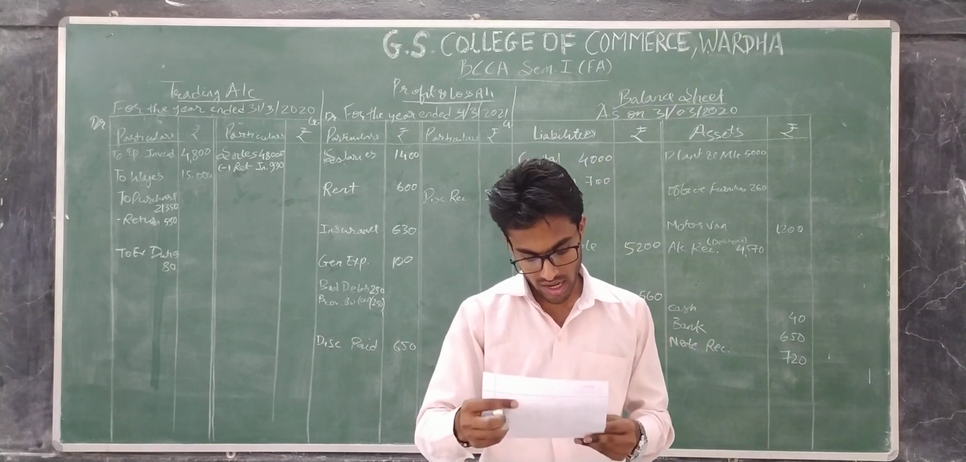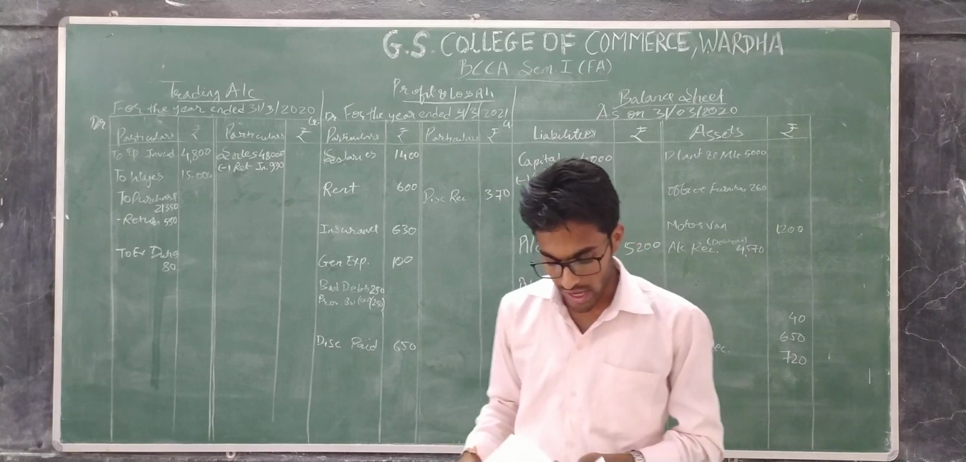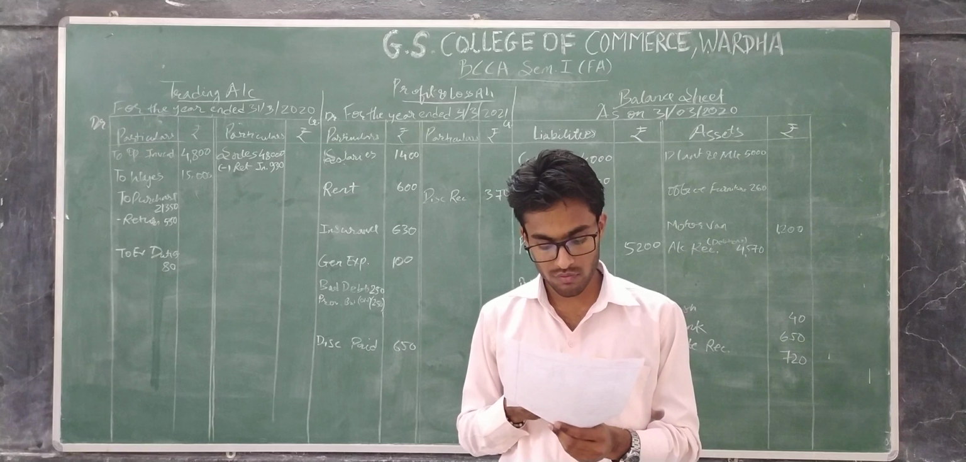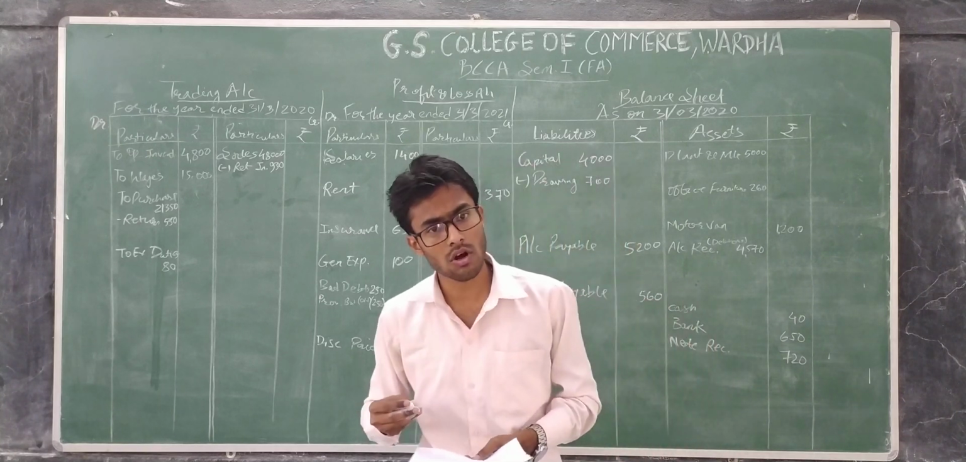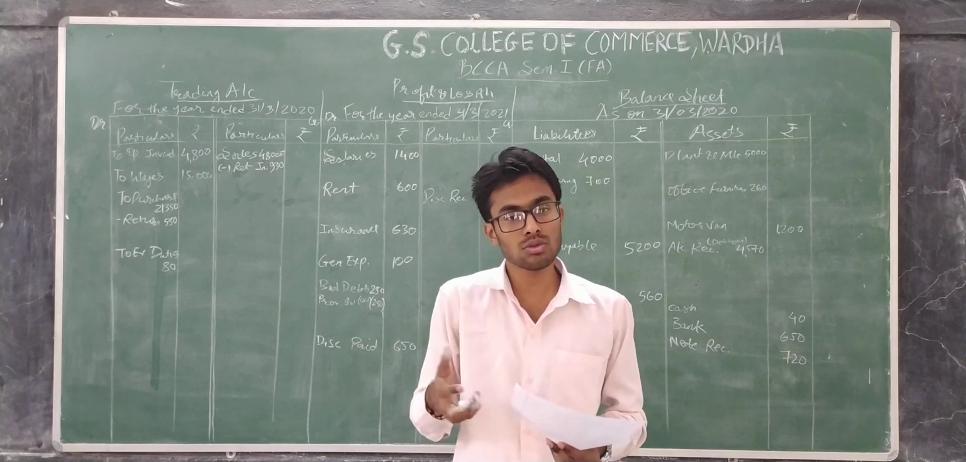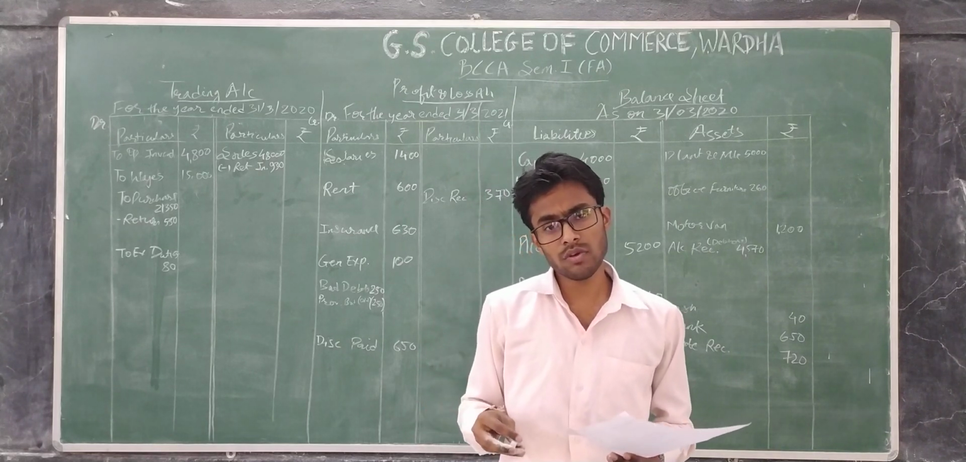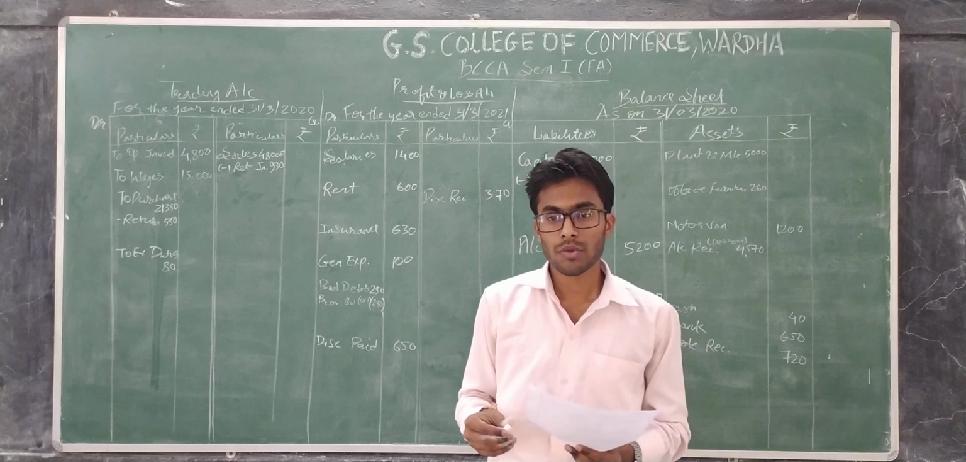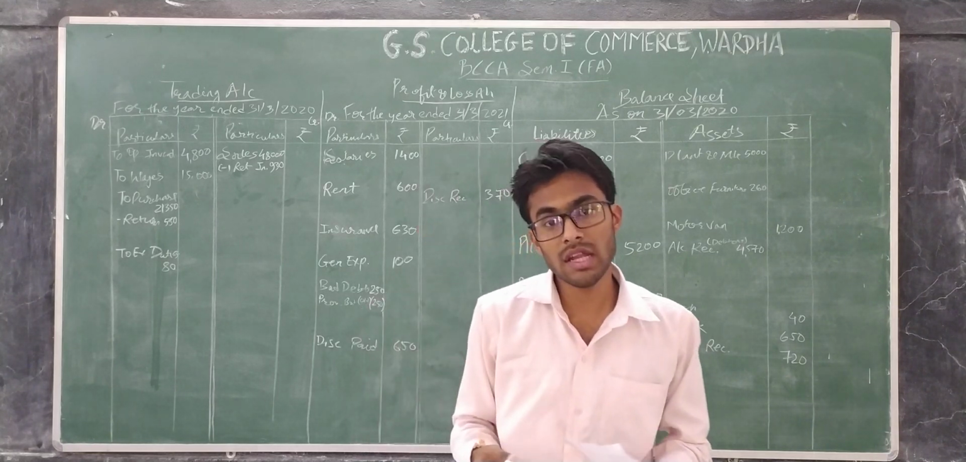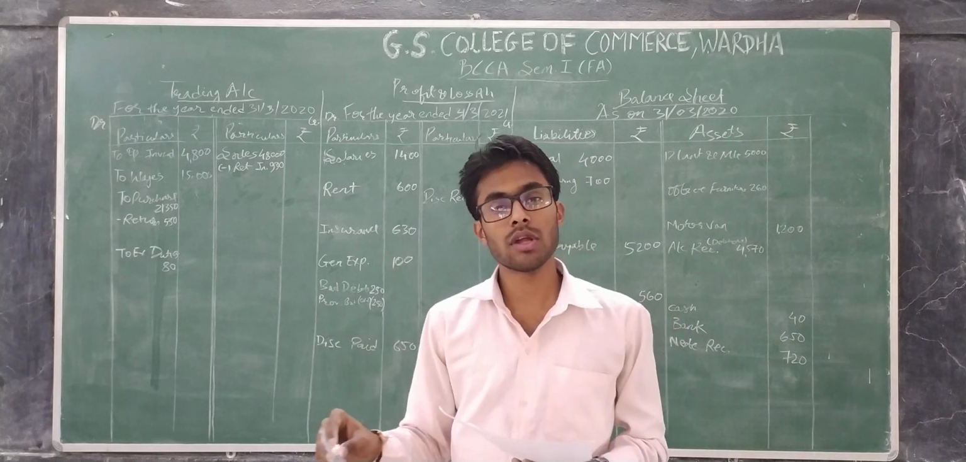Now we can have the adjustments. The first adjustment is about the closing stock. Closing stock will be shifted to the two sides, on the basis of the double entry system. So closing stock, what can be the entry for that? Closing stock account debit to trading account.